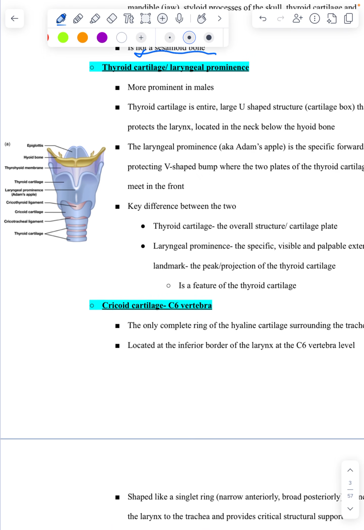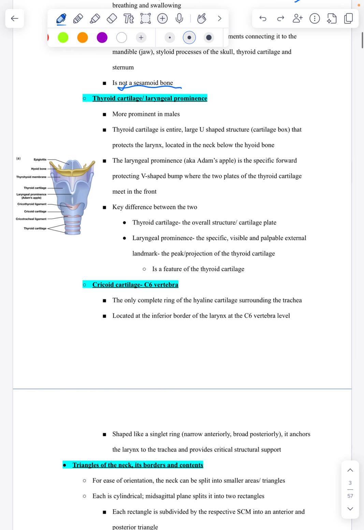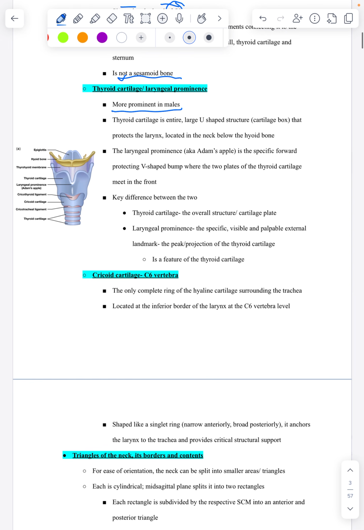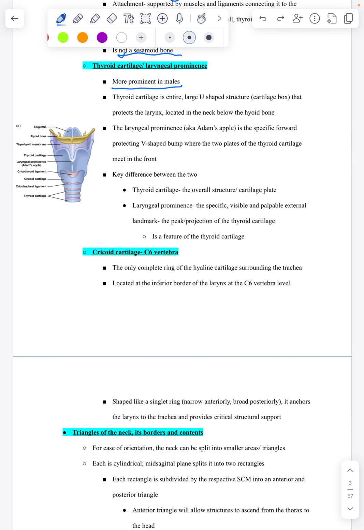Now, thyroid cartilage is this entire thing here. Within the thyroid cartilage, you have this thing popping up right here, and that's your laryngeal prominence, or Adam's apple. So that's the part of your neck that you can feel clearly. It's more prominent in males, not to brag or anything, but that's just a factual thing. It's U-shaped. You can kind of see how it's U-shaped. Protects the larynx, located in the neck.